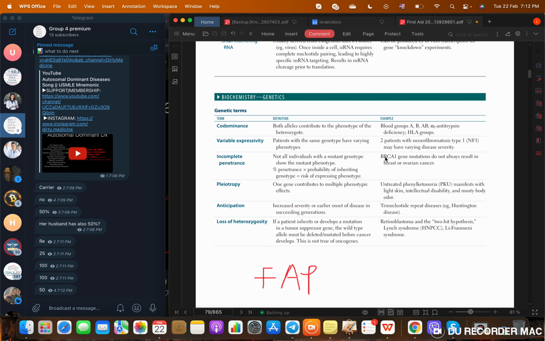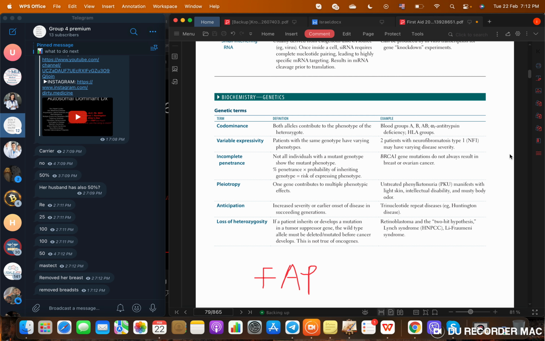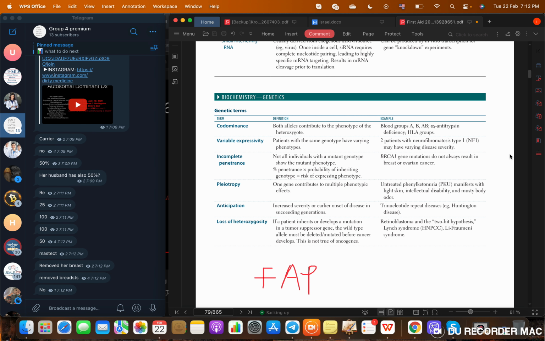Okay, so BRCA. Anybody know Angelina Jolie? She had a BRCA positive mutation. What did she do? She had a surgery. She had a mastectomy, removed her breast. Yes, because of the BRCA mutation. Well, guys, she has the mutation. Does it really mean that she is always going to develop the cancer? Is it 100%?